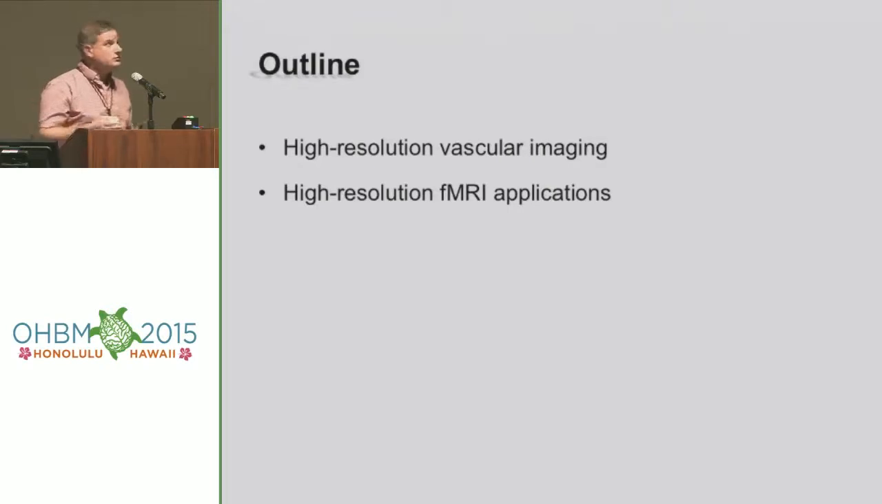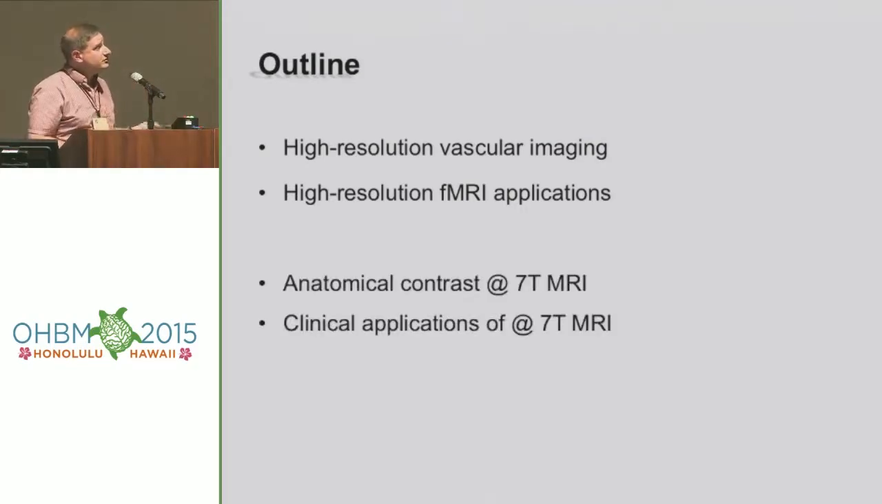I'll break my talk into 4 different parts. The first part will be talking about high-resolution vascular imaging, how we can image the vessels, because if we're trying to push the resolution for fMRI, we have to understand the underlying vascular system, because everything is the plumbing underneath. And the second, how we can use this information to push fMRI to get some high resolution.